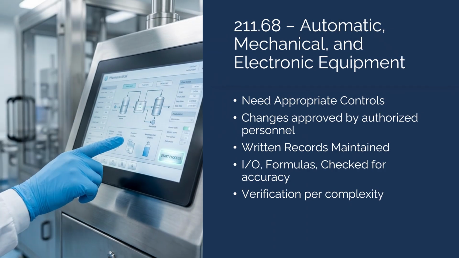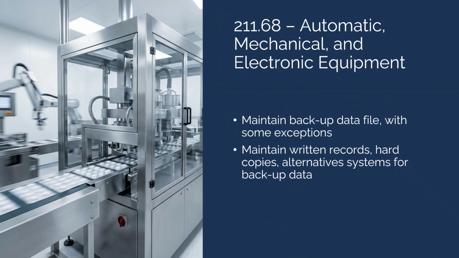Automated equipment requires appropriate controls, including changes approved by authorized personnel. Input, output, and formulas must be checked for accuracy and verified based on complexity. It is necessary to maintain a backup data file, with some exceptions. Written records, hard copies, or alternative systems must assure that backup data is exact, complete, and secure.